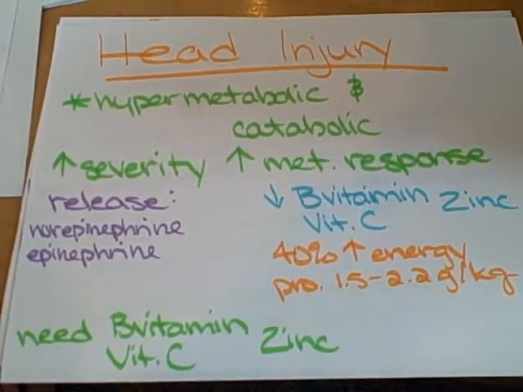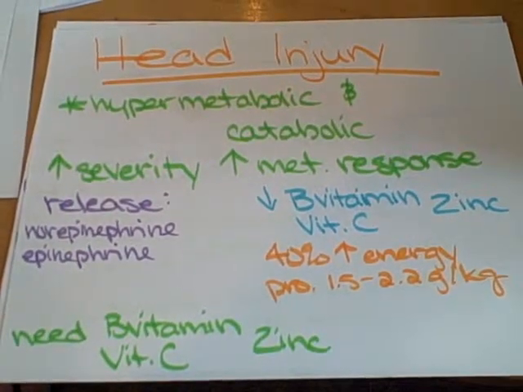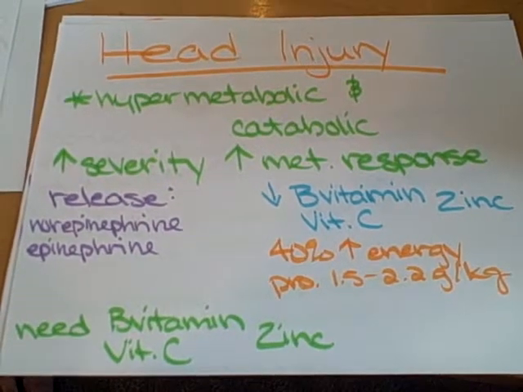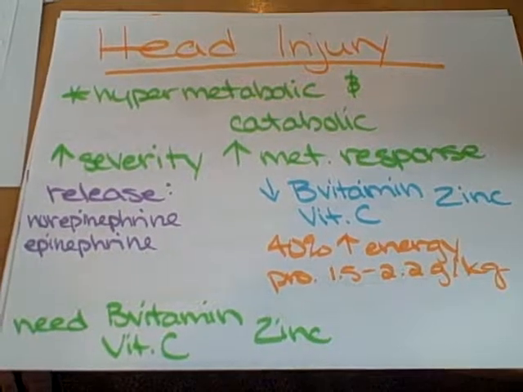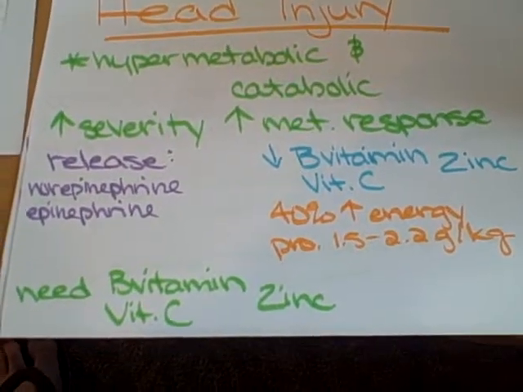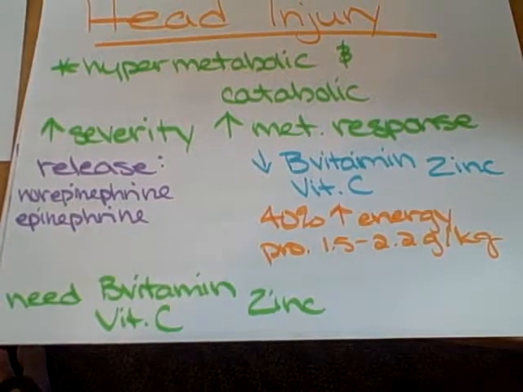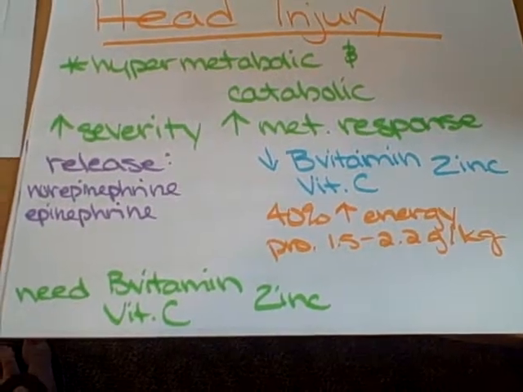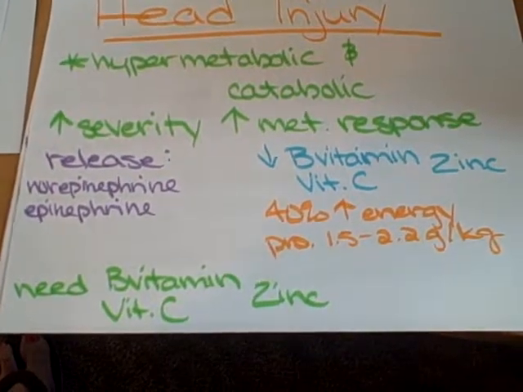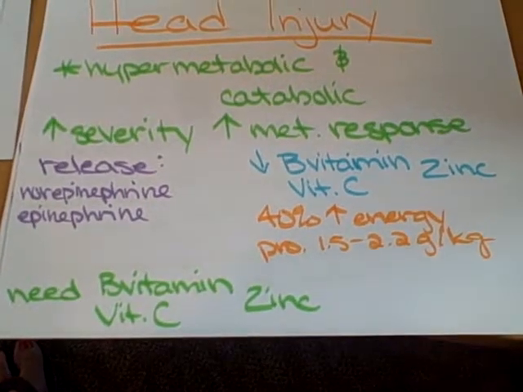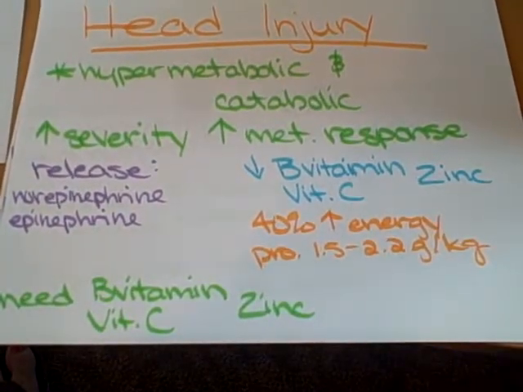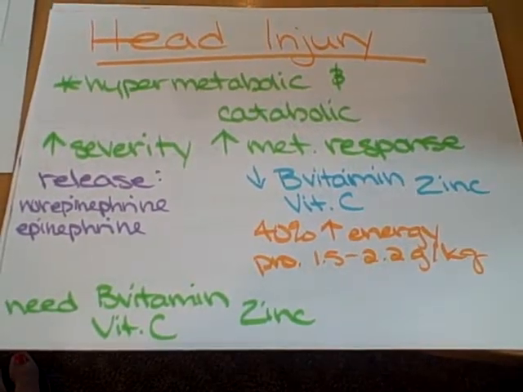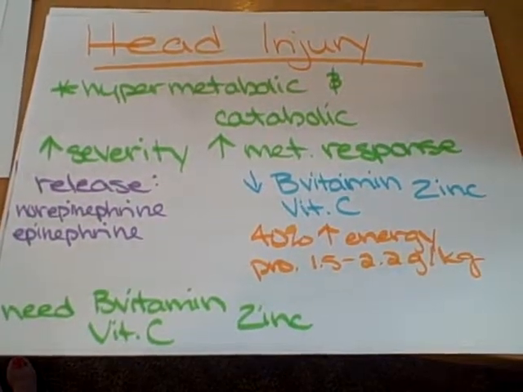Head injury: you're going to see patients that are in a hypermetabolic and catabolic state. The more severe the head injury, the more you're going to see a metabolic response. You're going to see a release of norepinephrine and epinephrine. There's going to be a decrease in B vitamins, vitamin C, and zinc, which means that the patient will probably want to be supplemented with B vitamins, vitamin C, and zinc. As for MNT, you're going to see a 40% increase in energy needs, and protein, the estimated requirement is going to be 1.5 to 2.2 grams per kilogram.